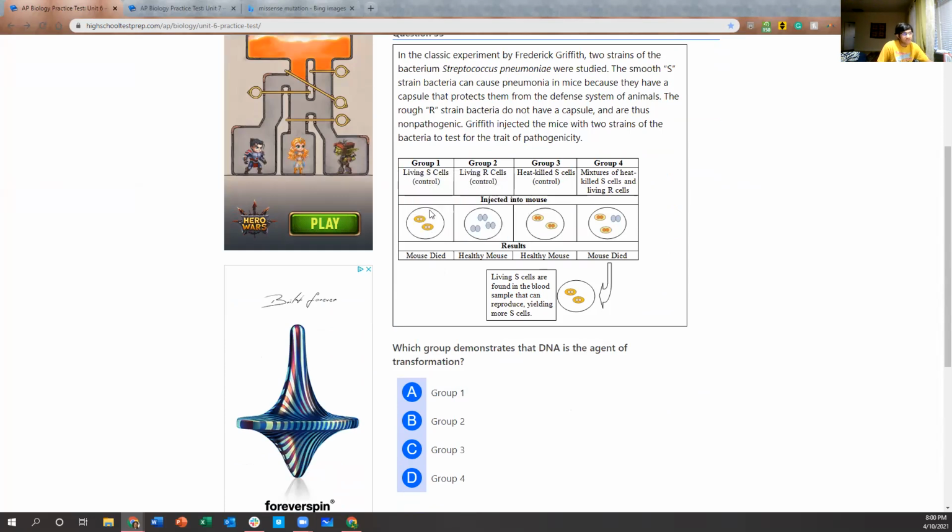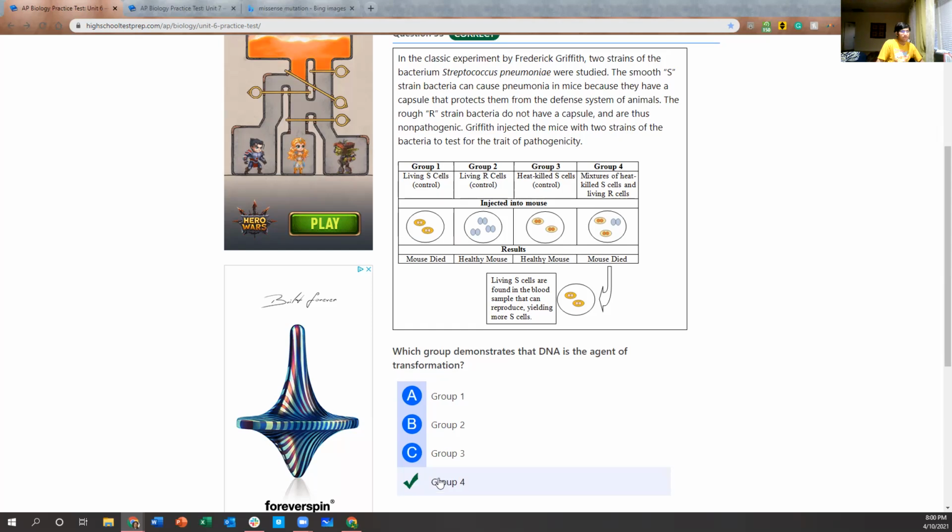Well, group 1 is just the control. It's not going to show anything. Group 2 is another control, so it's not the answer. Group 3, heat-killed S cells. That's not helping. Group 4 will demonstrate that DNA is the agent, because once you have the heat-killed S cells with the living R cells, obviously something transformed the R cells into pathogenic S cells. So that has to be group 4.